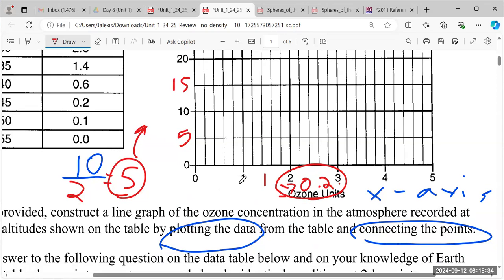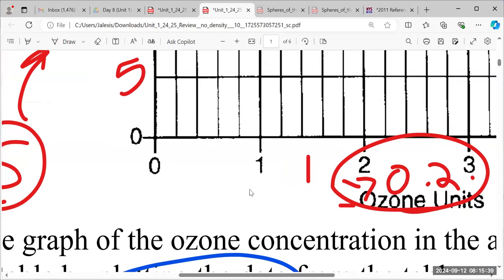And even for the x-axis, I'm just going to do some. Each line is going up by 0.2. So I'm going to do 0.2, 0.4, 0.6, 0.8. Why am I doing that?